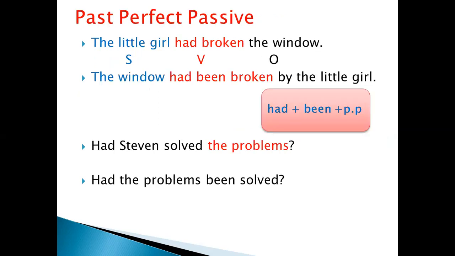In the past perfect, the same. SVO, had plus past participle, had broken. S, the little girl. V, had broken. O, the window. So the window had been broken by the little girl. The form is had been plus past participle. Question: had Stephen solved the problems? What is the object? The problems. What tense? Past perfect. So had the problems been solved?